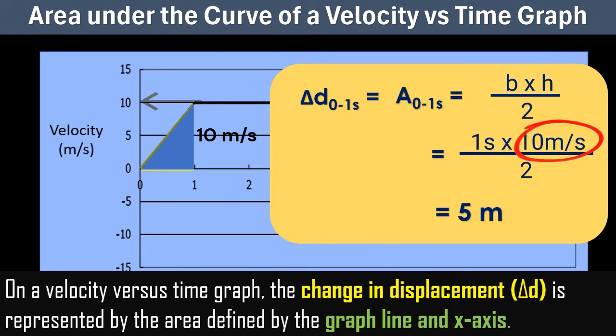The height of the formed triangle is 10 meters per second. The base of the formed triangle is 1 second. So for the time range of 0 to 1 second, the change in displacement is 5 meters. The object moved 5 meters away from its original position.